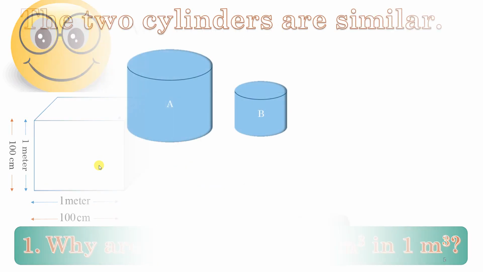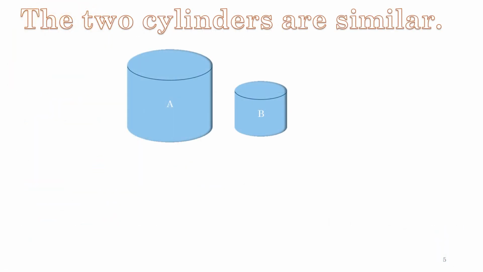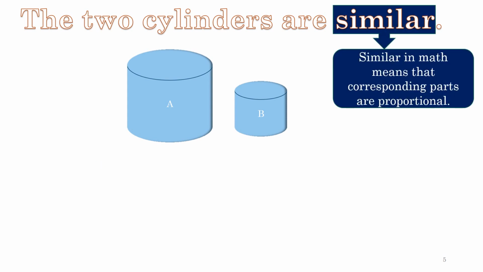So let's see how that applies to doing problems like this. Let's say we're given two similar cylinders. Now in math, similar means something very, very specific. Similar means that the corresponding parts are proportional.